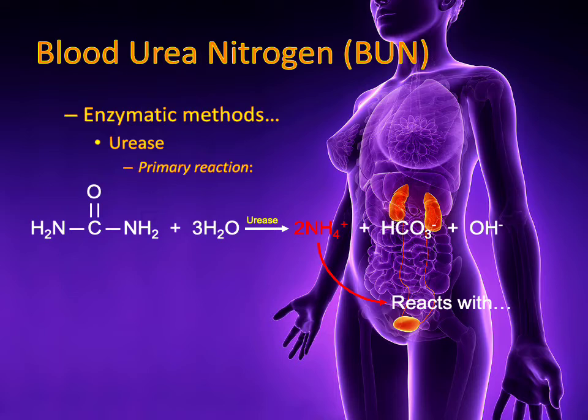Next up are the enzymatic methods. Most modern-day methods for measuring BUN require use of the enzyme urease. This enzyme reacts with urea, converting it to ammonium ions. After that, though, each method will be unique for the manufacturer of the test.